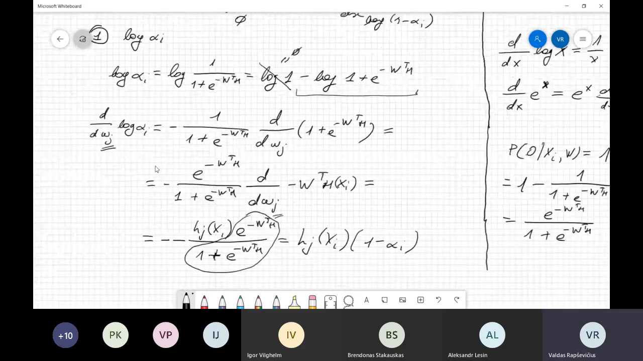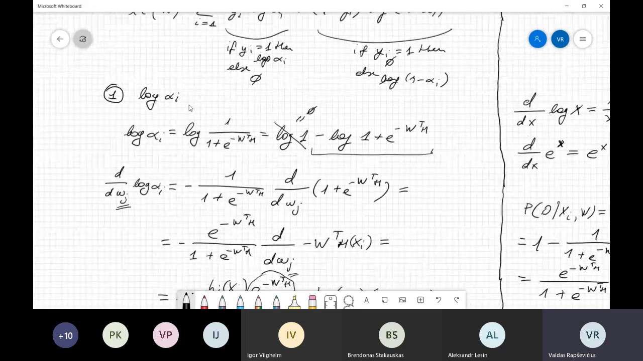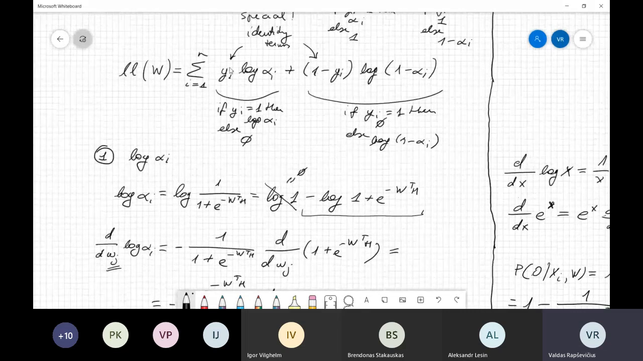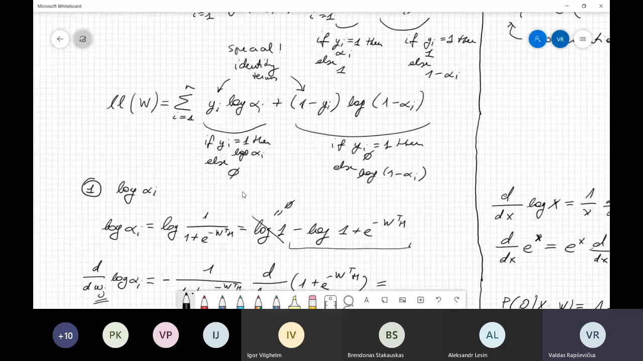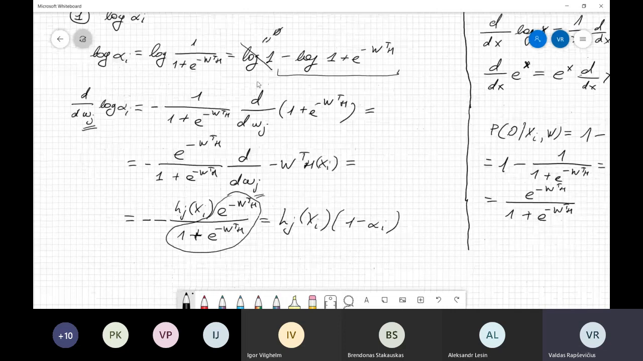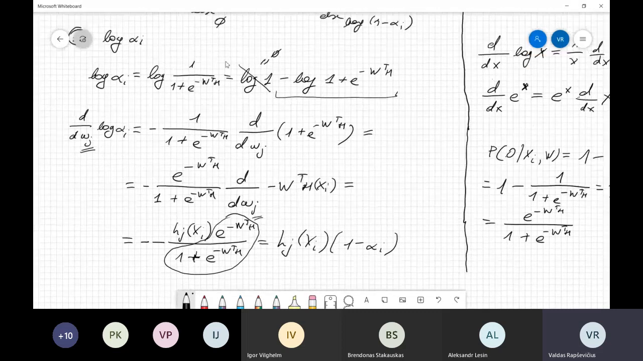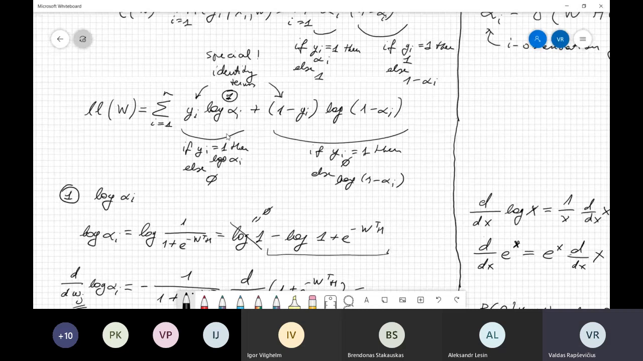Okay, so we have found the derivative of the natural logarithm of alpha i. The first part, the derivative of this part, is actually this term: feature j times 1 minus alpha i. And this is how this part changes at a given point. And here is the second term, which we will be deriving right now.